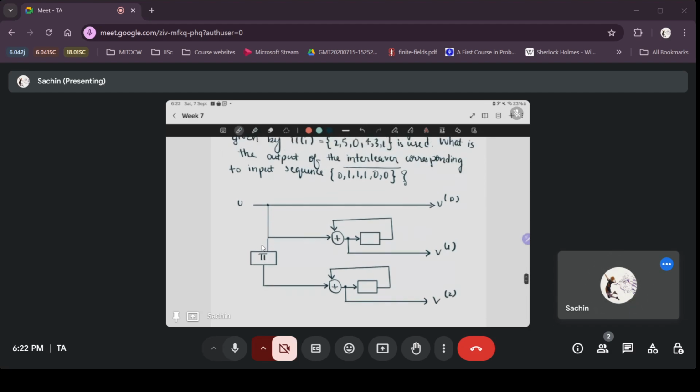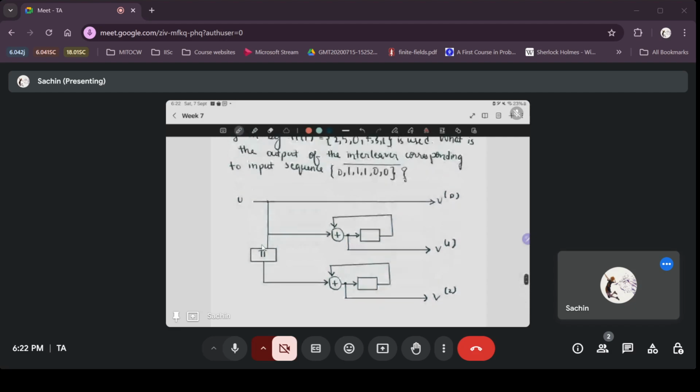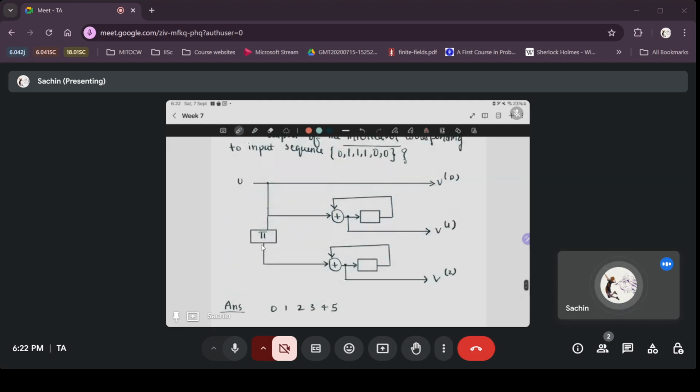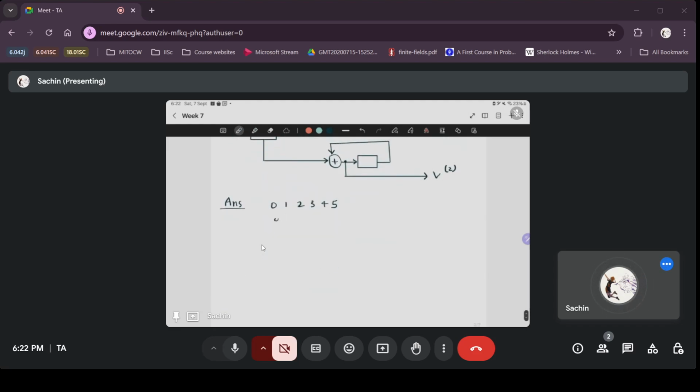Now, to answer this particular question, there are six, 1, 2, 3, 4, 5, a block of 6 bits, and the given sequence is 0, 1, 1, 1, 0, 0. And what's here is the position value, and what's here is the actual value of the bits.